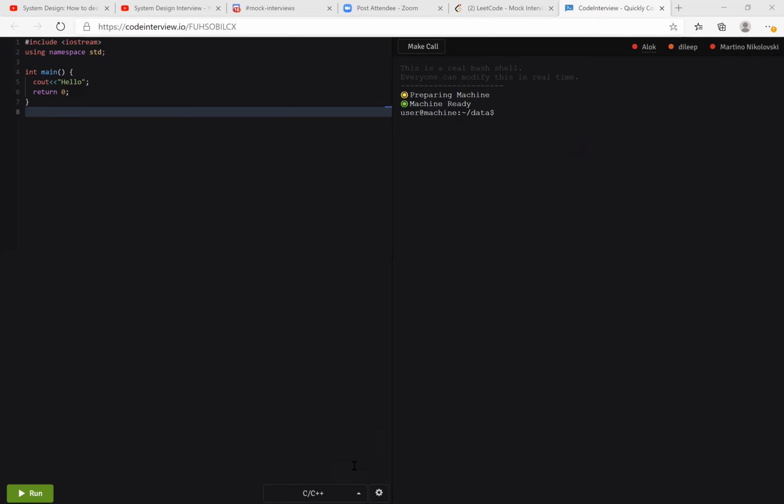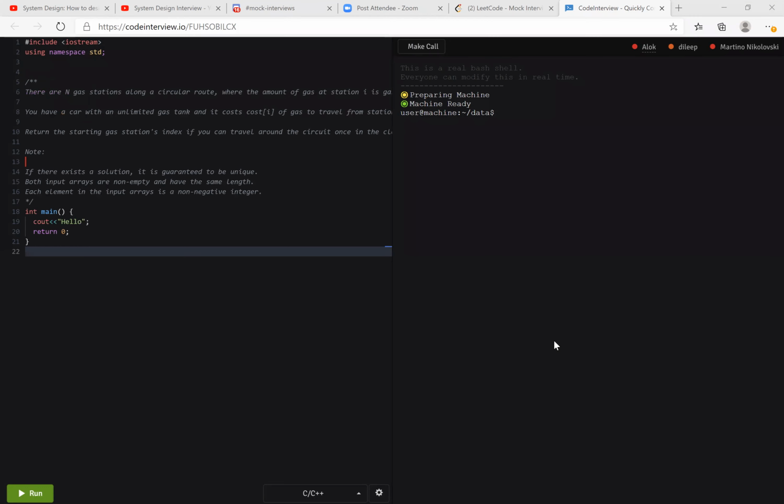C++. There you go. Multi-line is still like this. All right, you see the code.